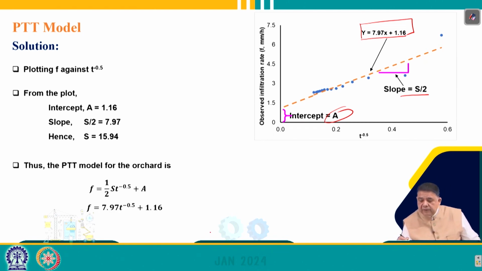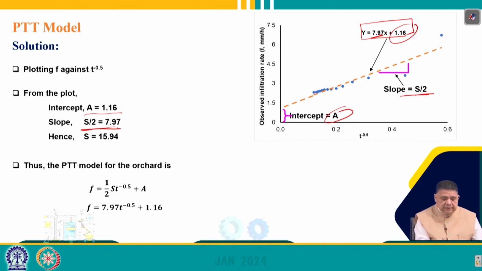So, the intercept value is 1.16. So, the value of a comes out to be 1.16. The slope s by 2 is 7.97 here. So, the s value comes out to be 15.94.